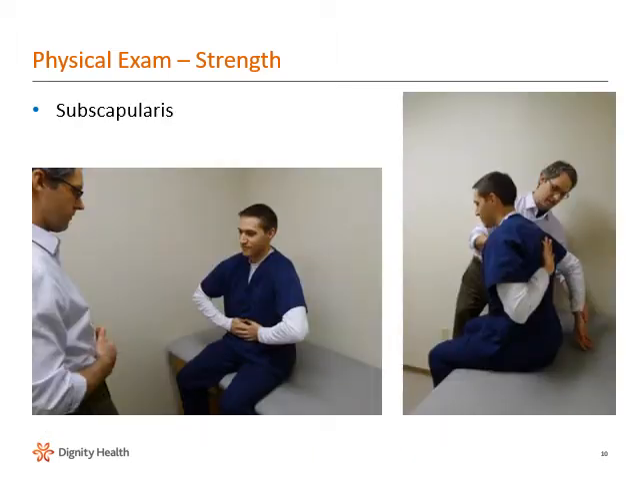And then subscapularis, there's two subscapularis tests. The one on the left is called a belly press. So a positive belly press would be if the patient cannot move their elbow away from the side. And then the other test on the right is called liftoff. So if you cannot lift your arm off of your back, that would be a positive liftoff, indicating a possible subscapularis tear.